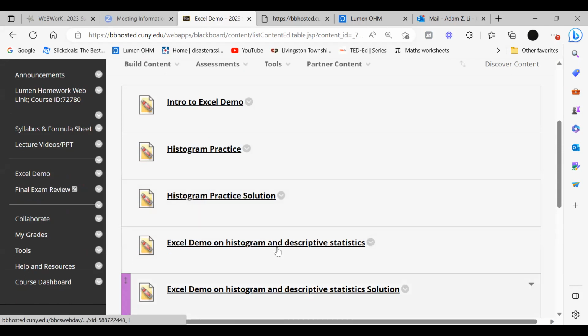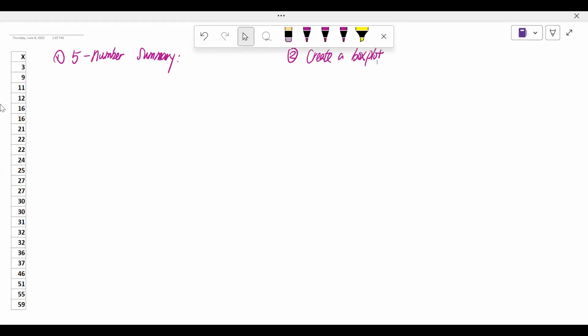Also, if you cannot find that, you can use the data set here. I just copied the entire data set, and you can use this. I found it. Okay, very good. Use that.